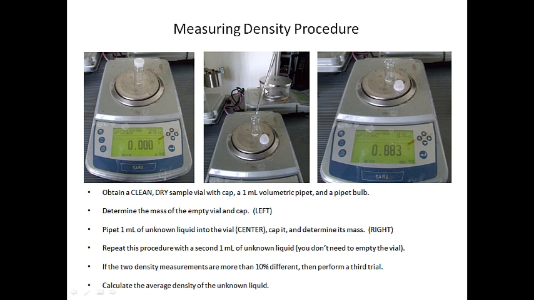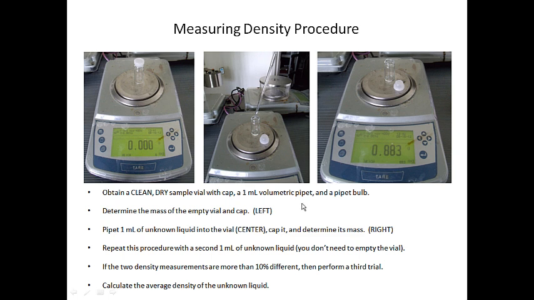There's a pipette bulb that goes with it, a propipette actually. You're going to get a sample vial with a cap, measure the mass of the sample vial with the cap, pipette in 1 milliliter of liquid, reweigh, and then the mass of liquid you added is divided by 1 milliliter, and you get the density of the organic molecule.